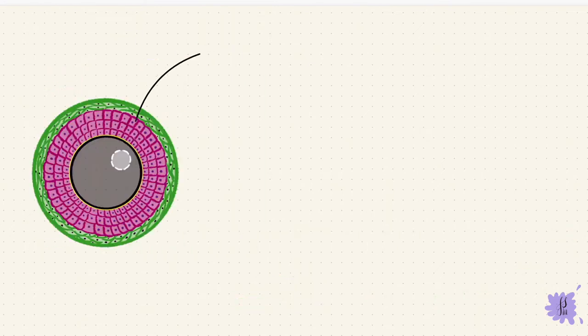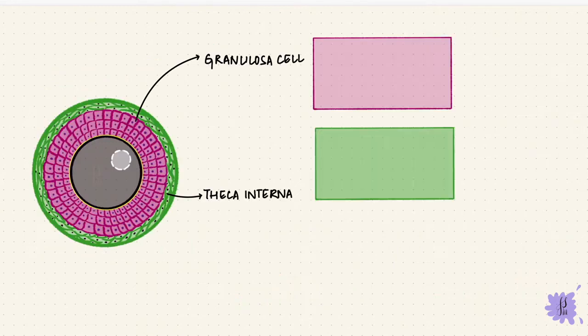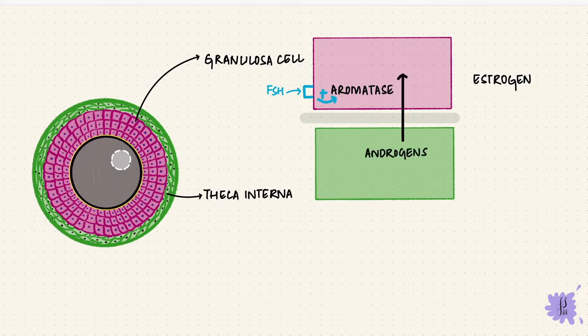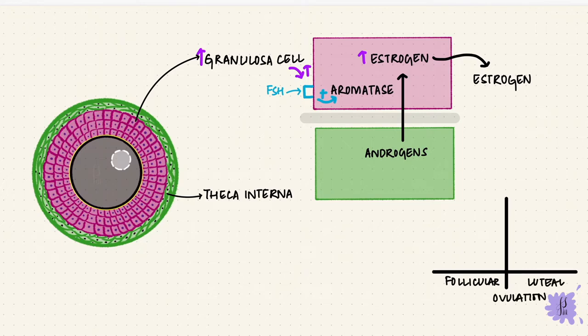The follicle has granulosa cells and theca cells, and they together form estrogen. The granulosa cells have FSH receptors. As the follicle grows, the number of granulosa cells increases, so the number of FSH receptors increases as well. FSH stimulates the aromatase enzyme, which is responsible for converting androgens formed in the theca cells to estrogen in the granulosa cells. So as the number of FSH receptors rises, the estrogen increases. And in the follicular phase of the cycle, estrogen will rise, while progesterone stays low.